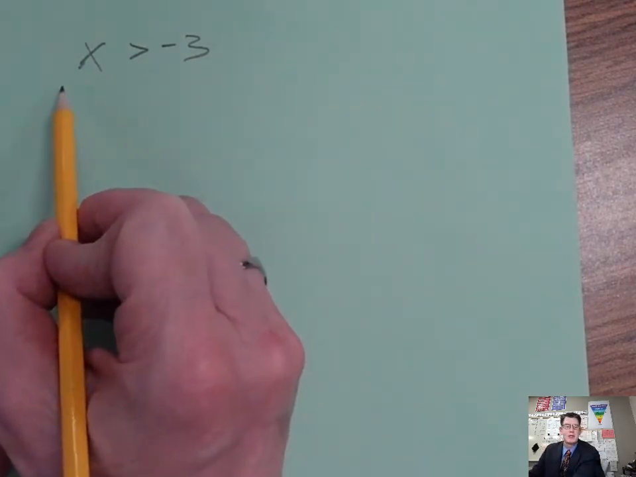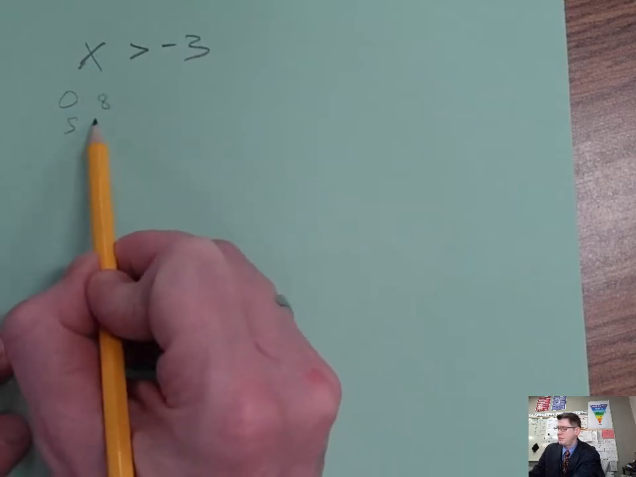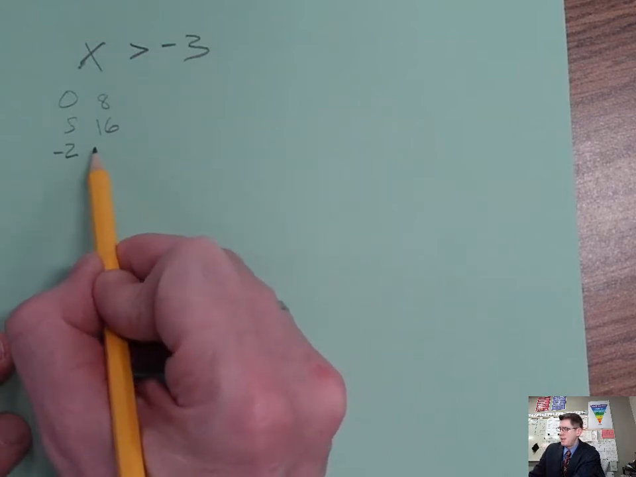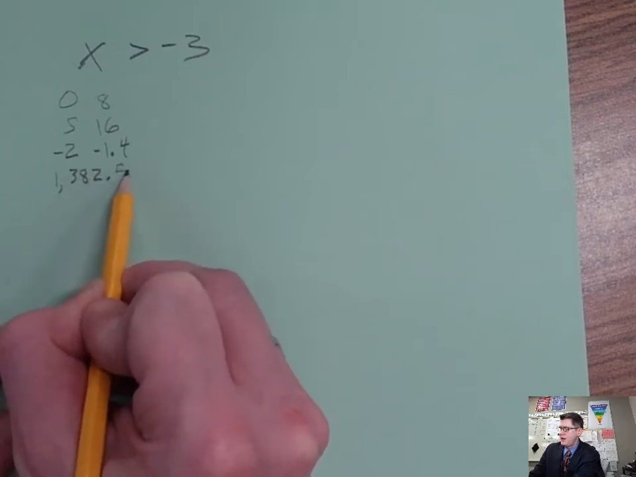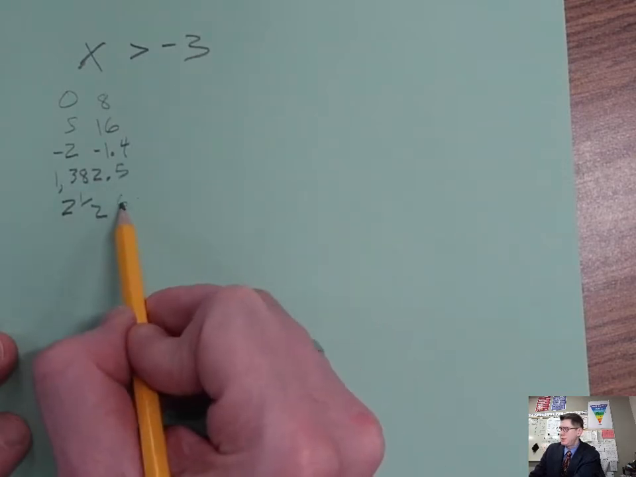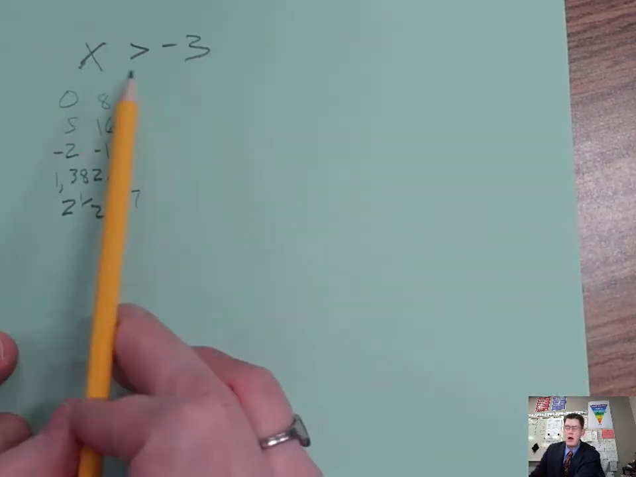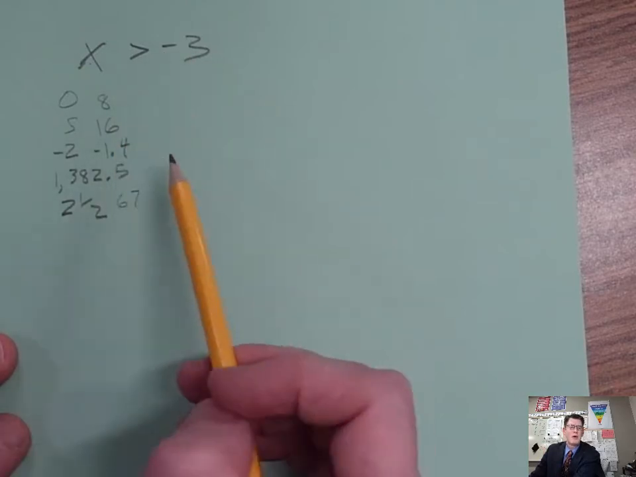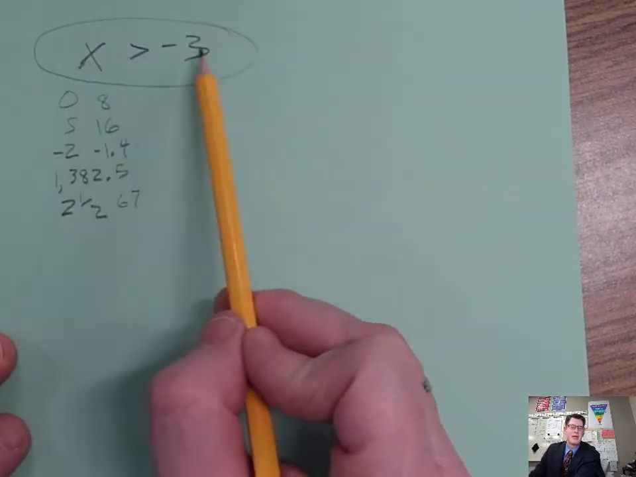So what are some numbers that x could be? It could be 0, it could be 5, it could be 8, it could be 16, it could be -2, it could be -1.4, it could be 1,382.5, it could be 2.5, it could be 67, it could be all of these items and more. It means all the numbers that are greater than -3. Well, how would we show that? This is how we show it right there, just by writing it out. It's everything greater than -3.